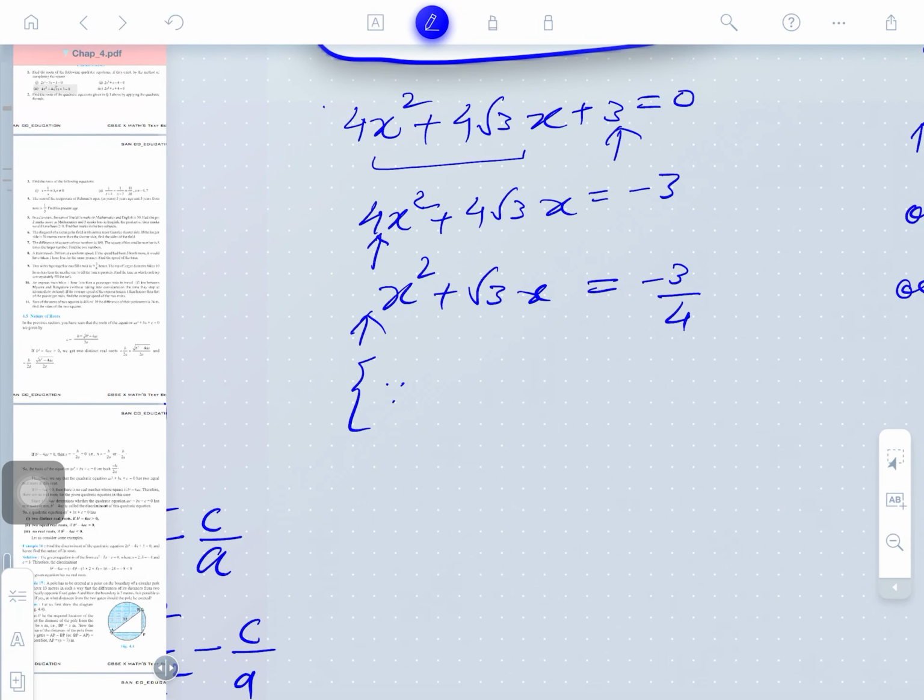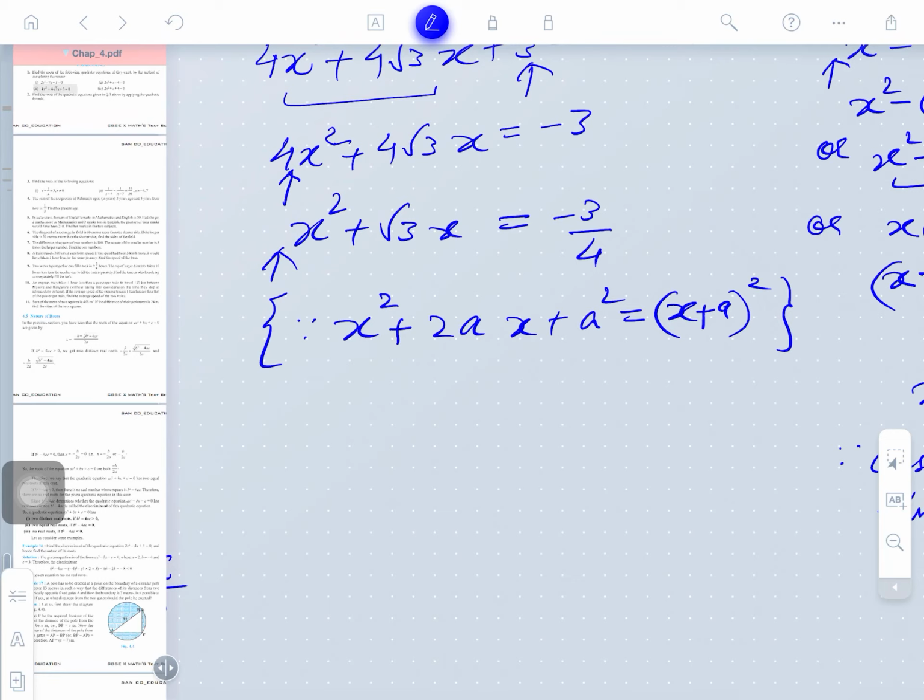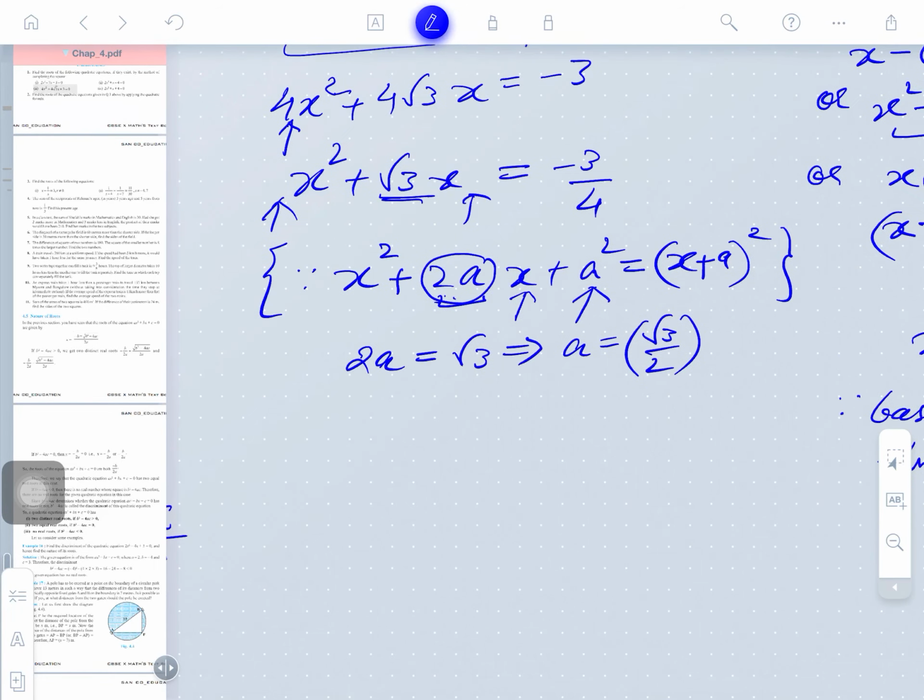Now it has become 1 here. So what is the basis of solving the question? x² - 2ax + a² = (x - a)². If the sign is plus here, it will be plus. This is the basis of solving. So what should the third term be here? We need to think. Excluding x, the remaining term after x gives twice a equal to √3, so a is equal to √3/2. This is the third term here.